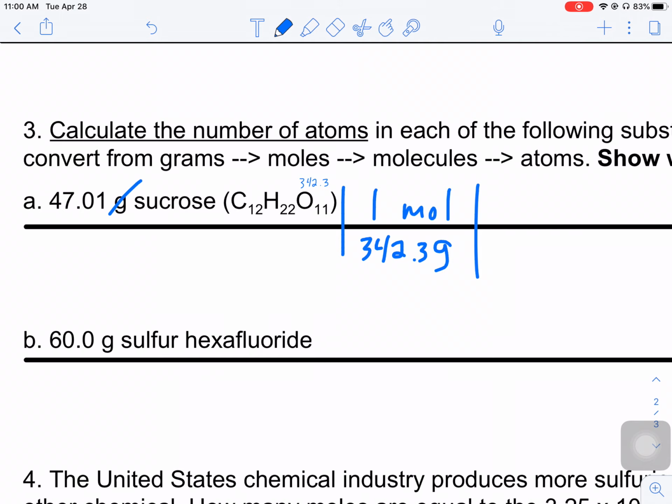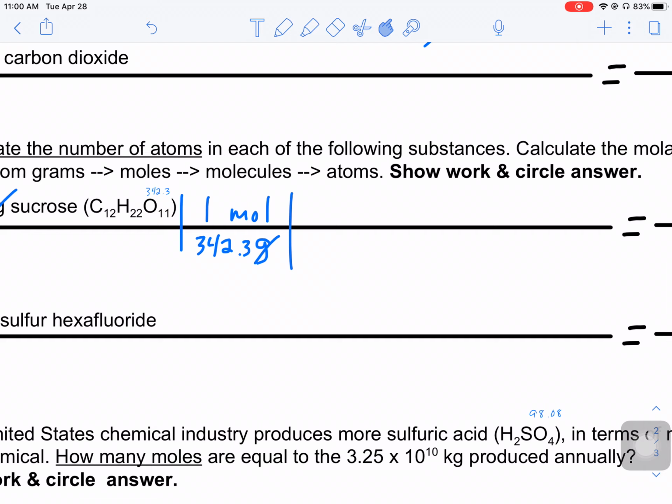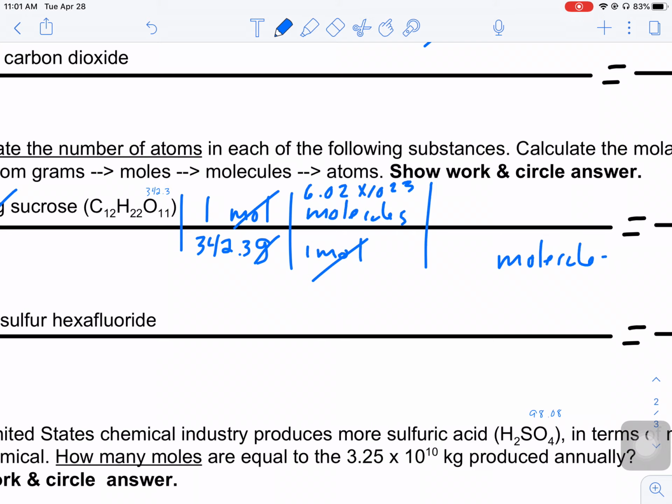Okay, so grams cancel out. And now we're in moles. But we don't want moles, we want atoms, and we have to go through molecules first. So 1 mole of molecules is equal to Avogadro's number of molecules, okay? And the last step, let's show unit cancellation of moles canceling out. We want to go from molecules to atoms.